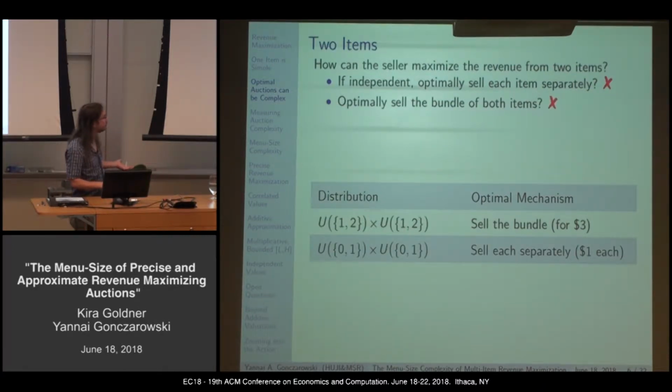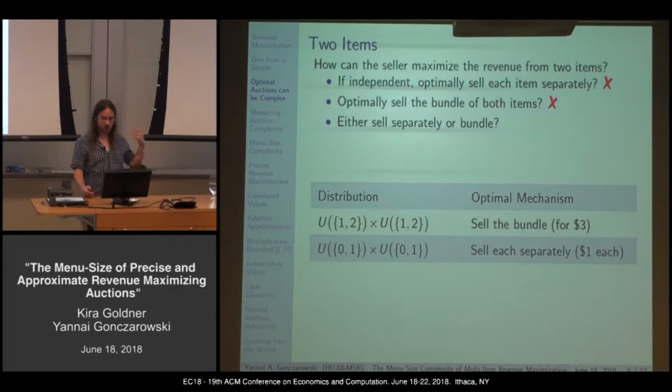So no. Here's an example for 2 items where selling each separately is actually better than bundling. Selling separately for $1 each gives you higher revenue than selling the bundle for the optimal price. And it's actually the case even for many items. What I told you about concentration doesn't work.